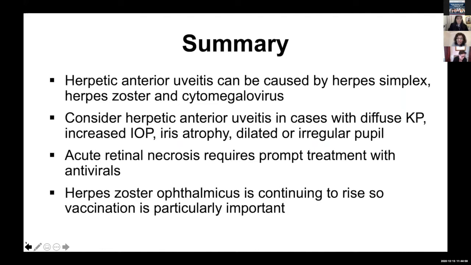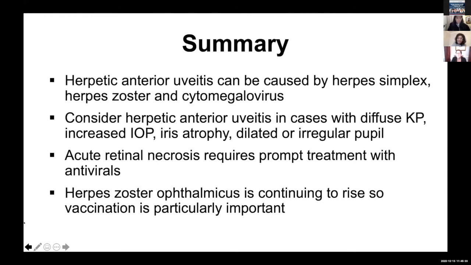So in summary, herpetic anterior uveitis can be caused by simplex, zoster, and cytomegalovirus. Think about it if you see diffuse KP, increased IOP, iris changes like atrophy or dilated irregular pupil. Acute retinal necrosis requires prompt treatment with, I would say, systemic antivirals. There are adjunctive therapies as well, but systemic antivirals. And herpes zoster ophthalmicus is continuing to rise, so we should be on the lookout for it, especially in younger patients. And we also have a role in promoting vaccination, I think, in the public health sphere.